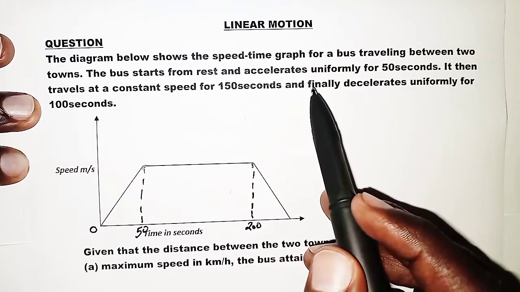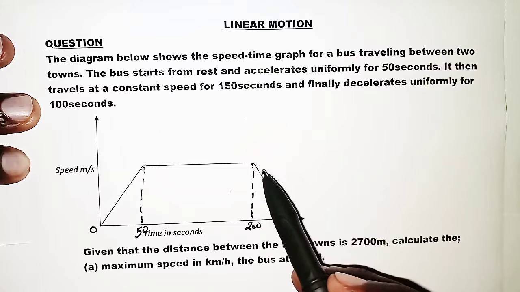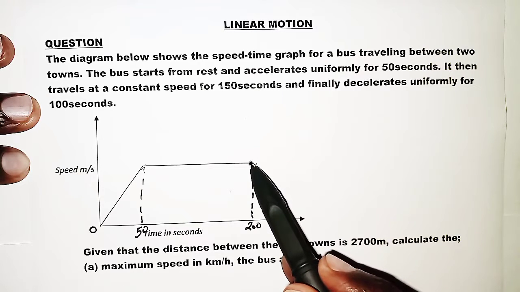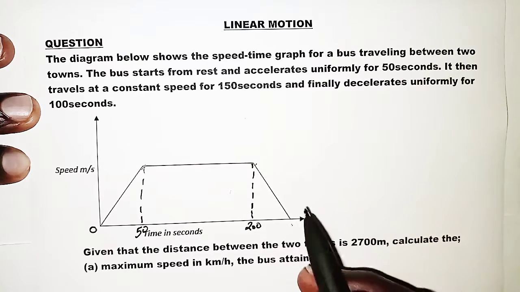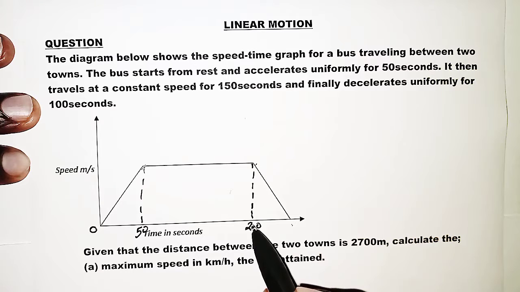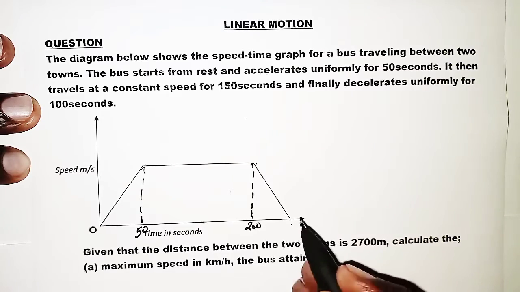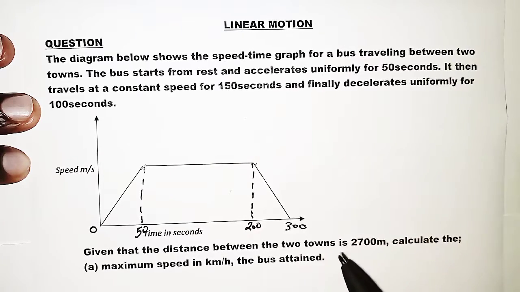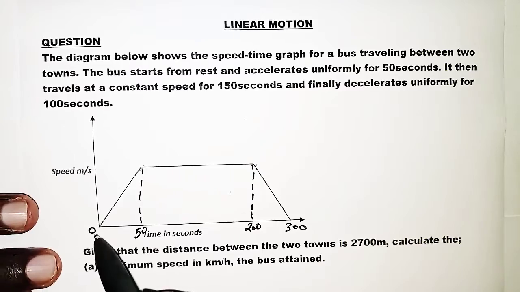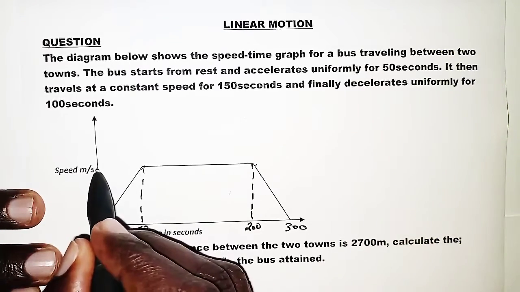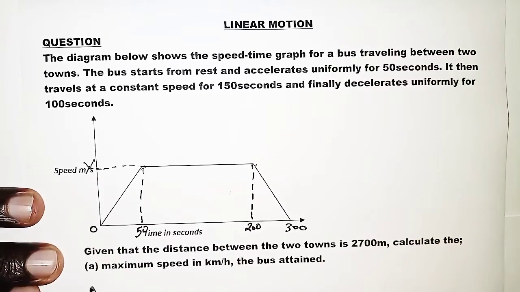And then finally, it decelerates uniformly for 100 seconds. So from maximum speed, it will decrease to 0 when it stops. At this particular point it is decelerating, and this takes place over 100 seconds. So add 100 to 200, and here we have 300. There's this maximum velocity attained. When it was accelerating from 0 to this point, it attained the maximum velocity at that point. So this is what you're looking for in part A.